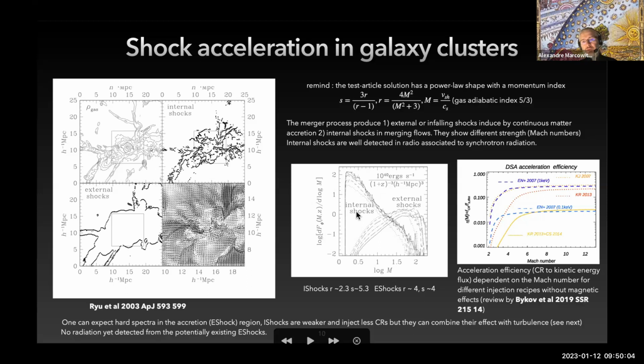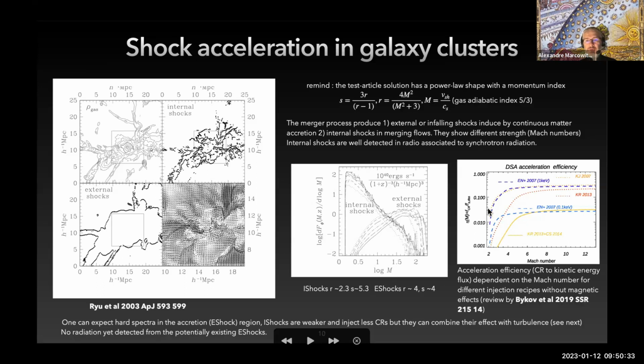Then you see that you should expect very different cosmic ray distributions from internal versus external shocks. Internal, you should have a very soft spectrum with an index close to 5, whereas in external shocks, the spectrum should be harder, with an index of 4. This spectrum is in momentum, P^-4. It's not energy. In energy, it's E^-2 or E^-3.